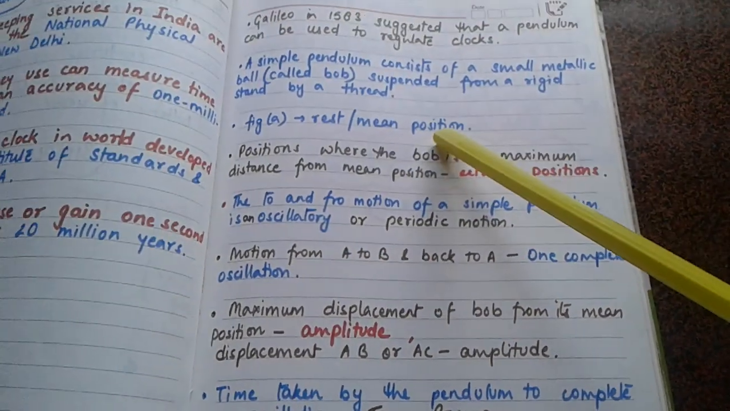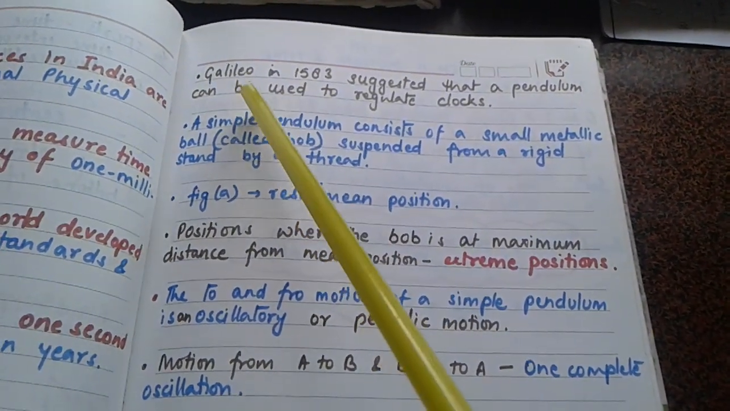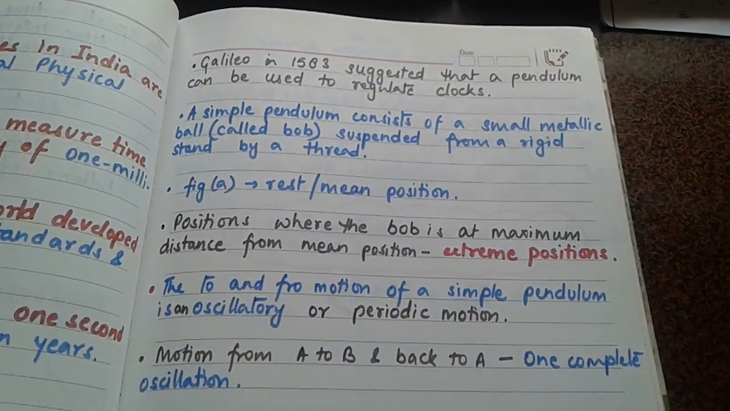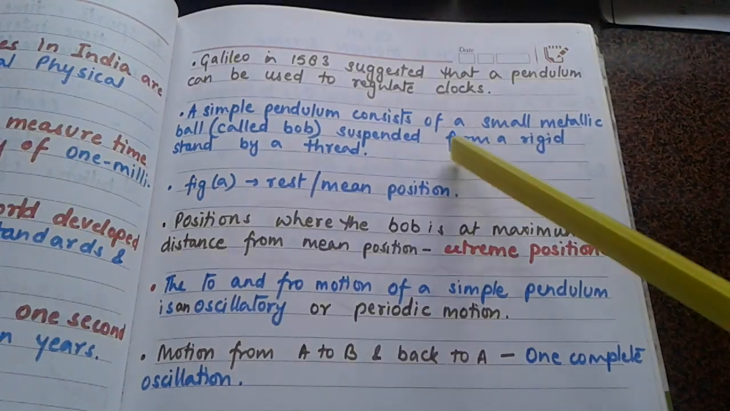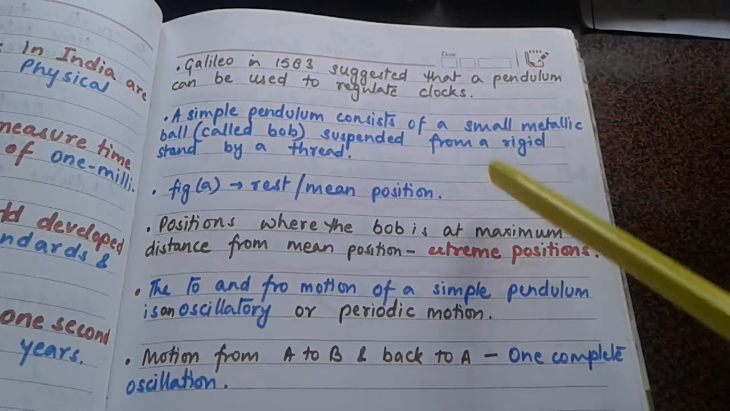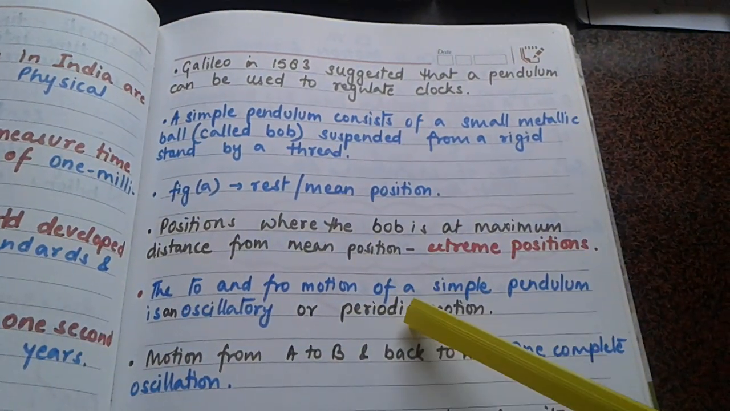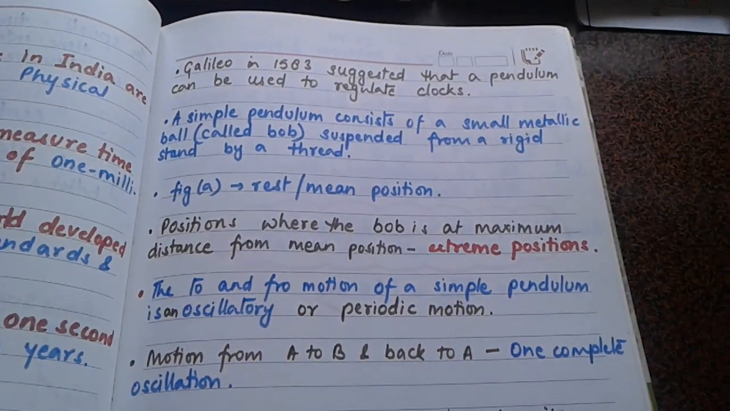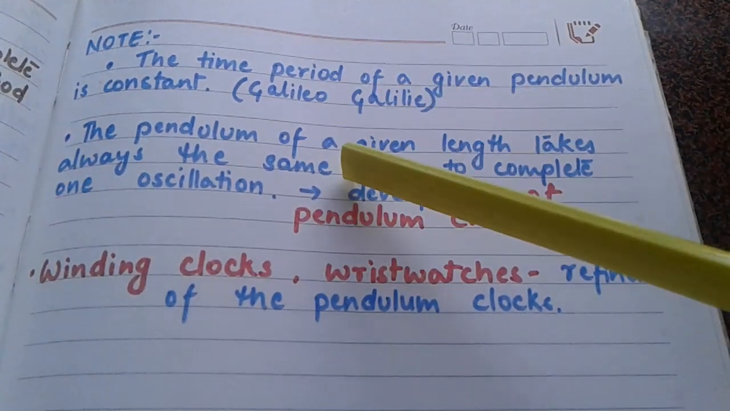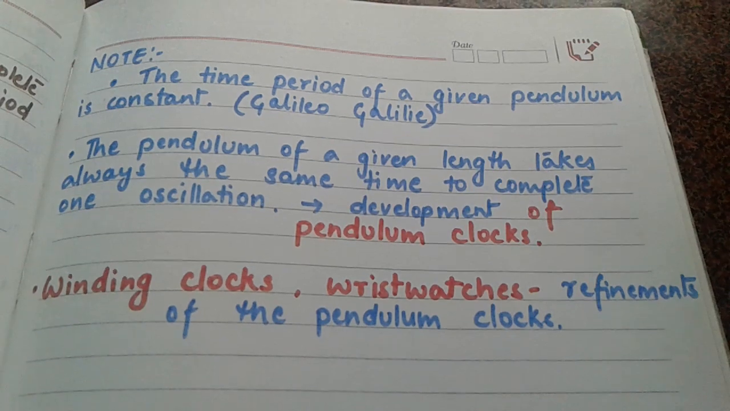So see children, there was a famous scientist named Galileo Galilei. This scientist in 1583 suggested that a pendulum can be used to regulate clocks. And in 1658, Huygens actually used a pendulum to regulate the motion in clocks. Now there is an interesting story about the discovery that the time period of a given pendulum is constant. This was discovered by Galileo Galilei. There is a story behind that. Now listen to the story.